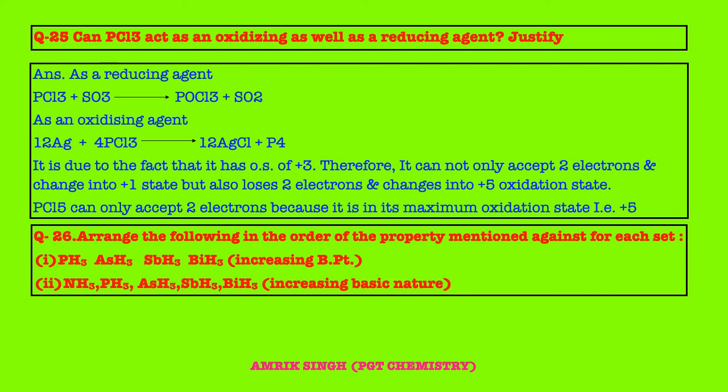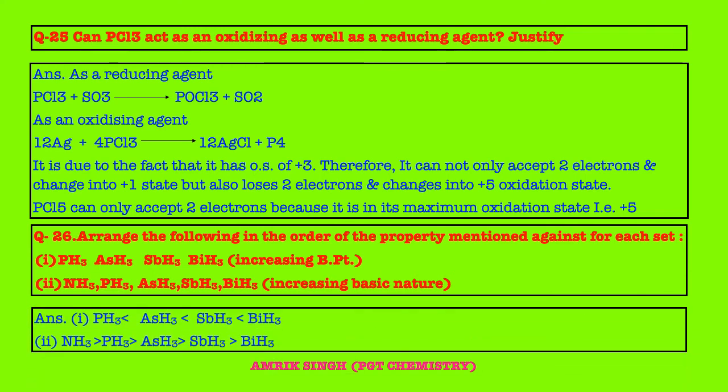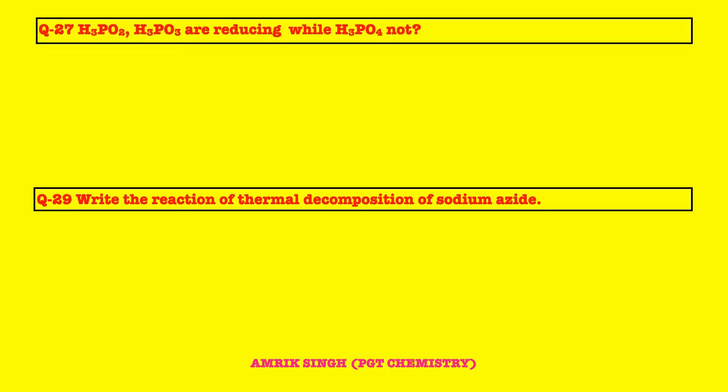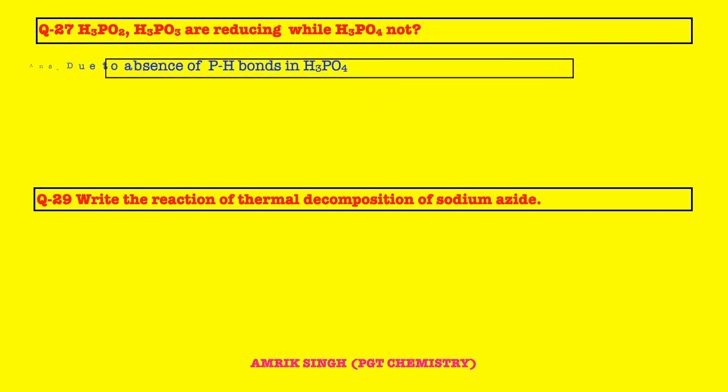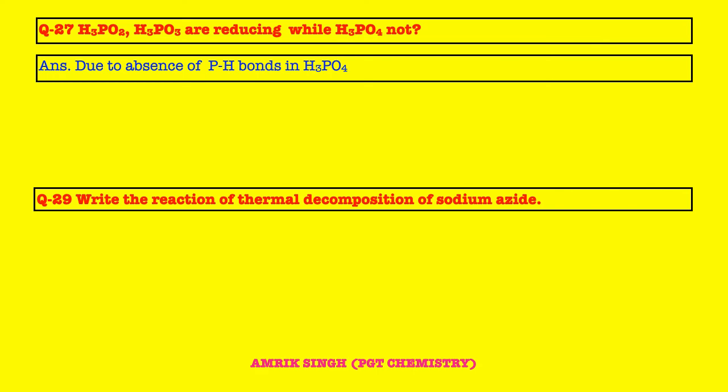Next question is arrange the following in the order of property mentioned against for each set. PH3, AsH3, SbH3, BiH3 in increasing boiling point; NH3, PH3, AsH3, SbH3, BiH3 in increasing basic nature. Answer is given below. Order is given here. Question number 27. H3PO2, H3PO3 are reducing while H3PO4 is not due to absence of P-H bond in case of H3PO4.